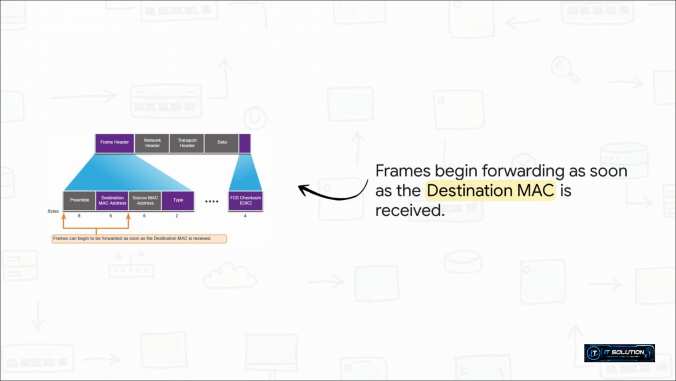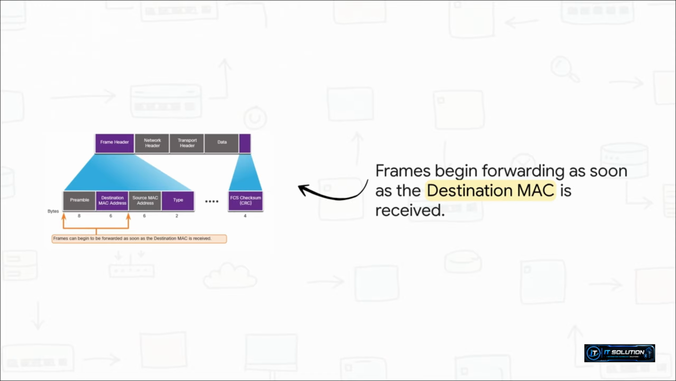Conversely, you have this brilliant cut-through method. It reads just the first 6 bytes of the frame, just enough to grab the destination MAC address, and immediately fires the data out the egress door. It is perfectly designed for environments that need latency to be under 10 microseconds. However, because it skips the FCS check entirely, it will gladly forward a corrupt frame.